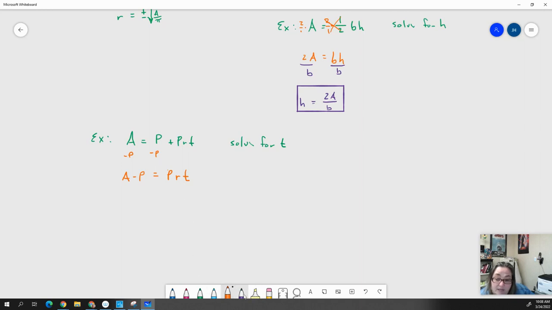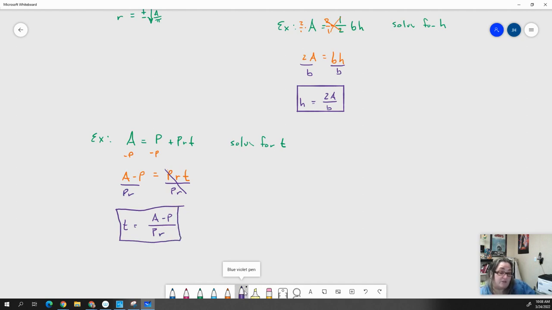And then the only thing left I have being done here to this T is I have P and R being multiplied to it. So I'm going to go ahead and divide both sides by PR. Right? And I'm going to wind up with, these will cancel out, and I'll just have the T. And I'll wind up with T equals A minus P over PR. Right? They're not going to be pretty because we can't combine the non-like terms. You're going to have variables for solutions. But the whole idea is to just get whatever variable you're trying to solve for all by itself on that side of the equal sign.